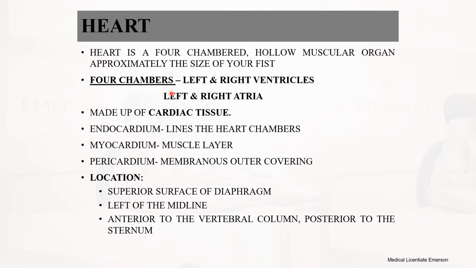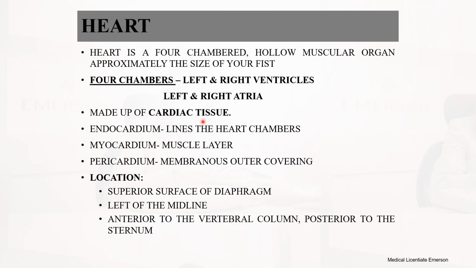Okay, so let's start with the heart. So the heart is a four-chambered oval muscular organ, approximately the size of your fist. That's the size of the heart. Then the four chambers, there is a ventricle, and you have the left and the right ventricle. There's the atria, we have the left and the right atria, and it is made up of cardiac tissue.